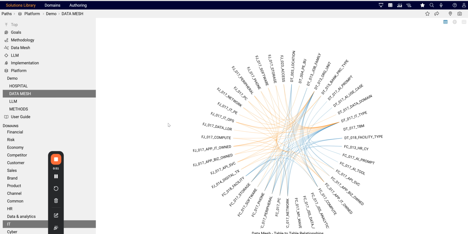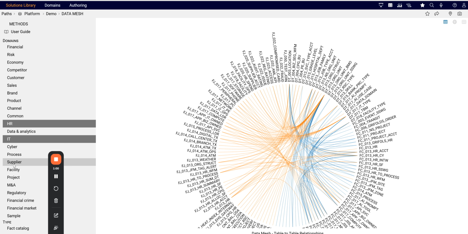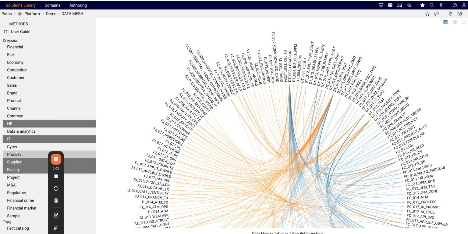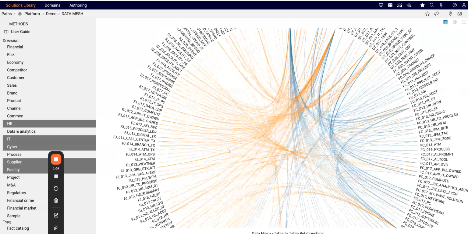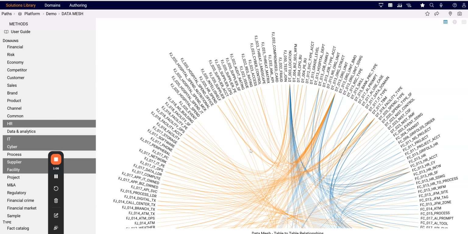Here, for example, you see the mesh for information technology, but we can then add other domains of information, such as human resources, our suppliers, our facilities, cybersecurity, and so on. And as we do that, the mesh is extended, and there are more tables, and all these tables are interconnected to help you understand the information in the hospital.